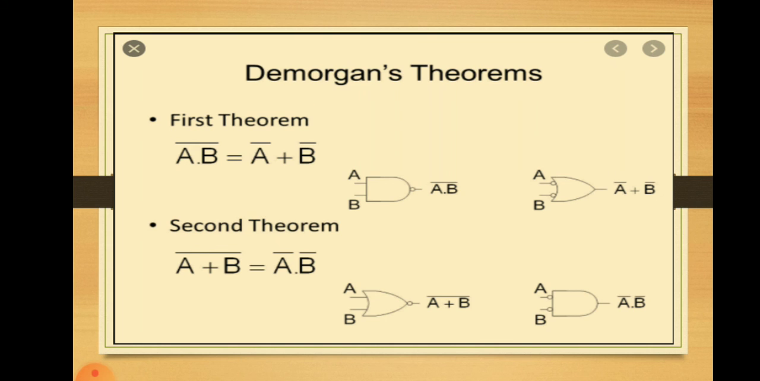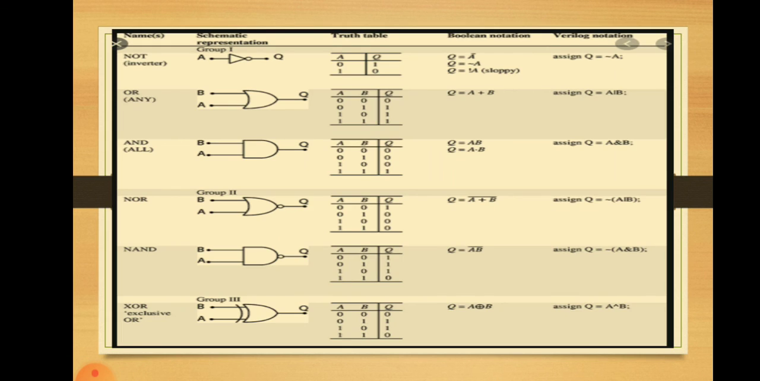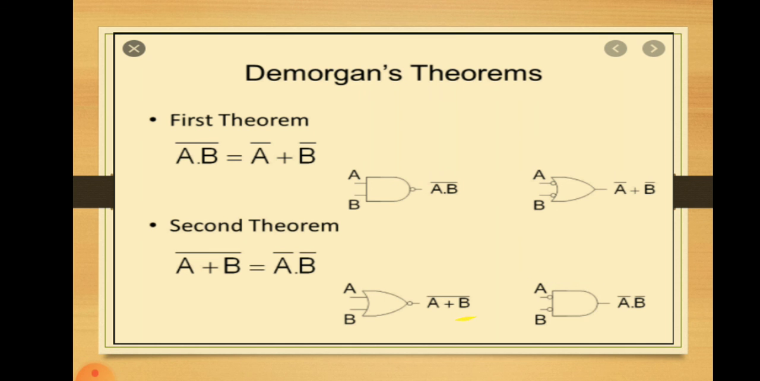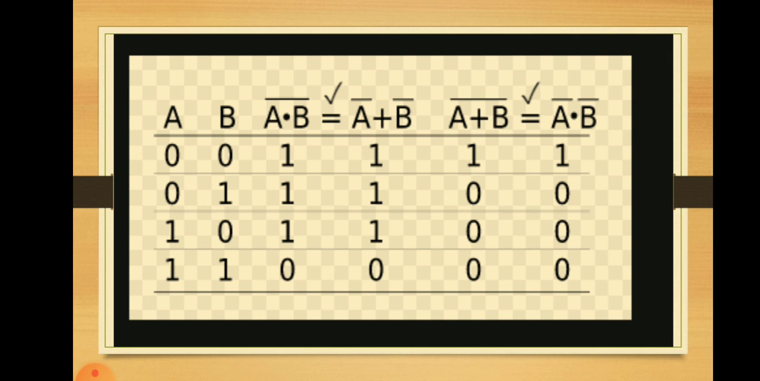Second theorem: (A + B)' is equal to A' · B'. This is the vice versa of the first theorem and the second theorem. A B is the input, and (A + B)' is the output. Same way, next diagram. Then verification: (A · B)' is equal to A' + B'. (A + B)' is equal to A' · B'.